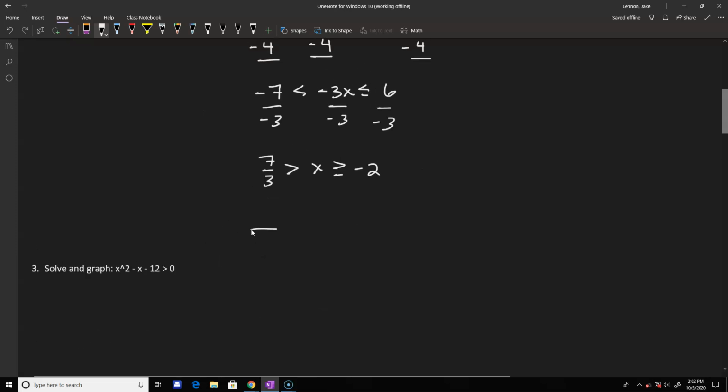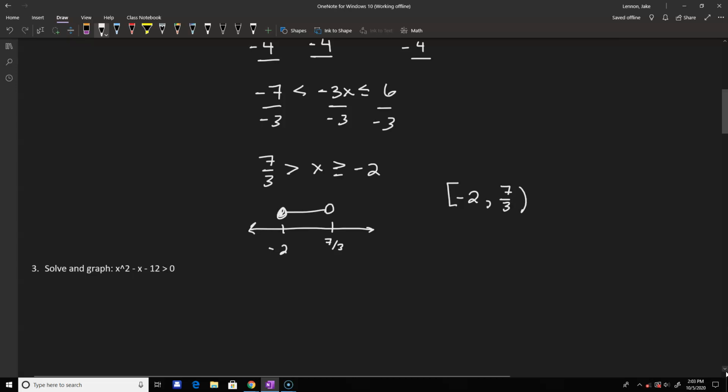So graphically, this would just correspond to those numbers. The larger of the two numbers is 7 over 3, and the smaller is negative 2. We're including negative 2, so it's shaded, and 7 over 3 is an open dot. And in our interval notation, this would be negative 2 with a square symbol, since we're including it, up to 7 over 3, which is just like a boundary point.